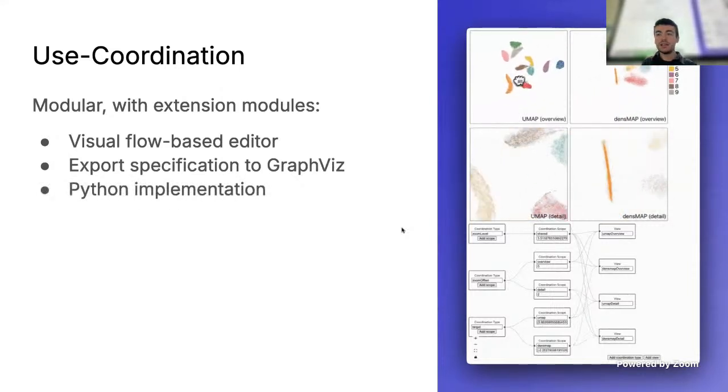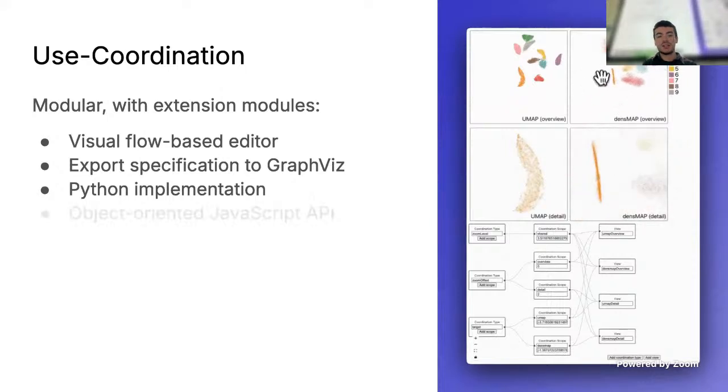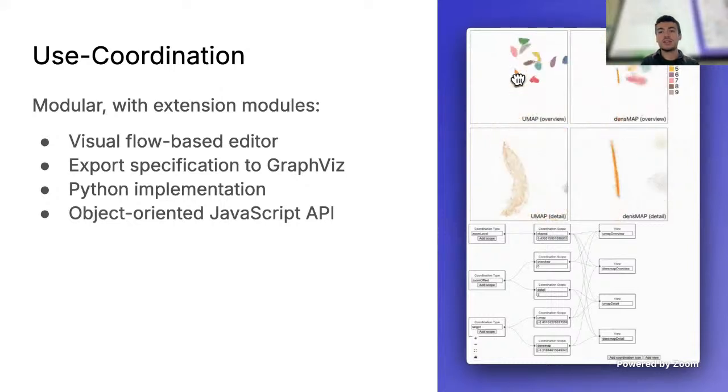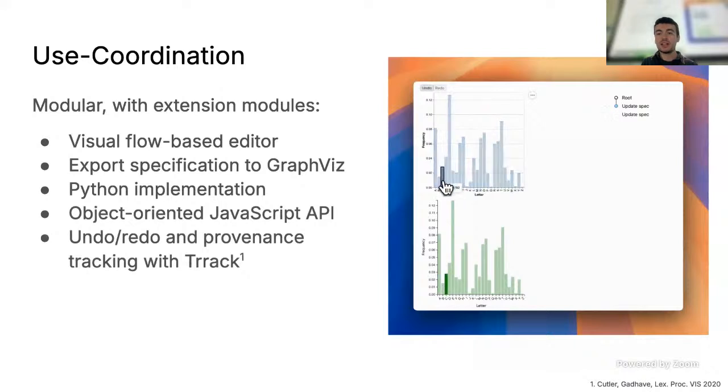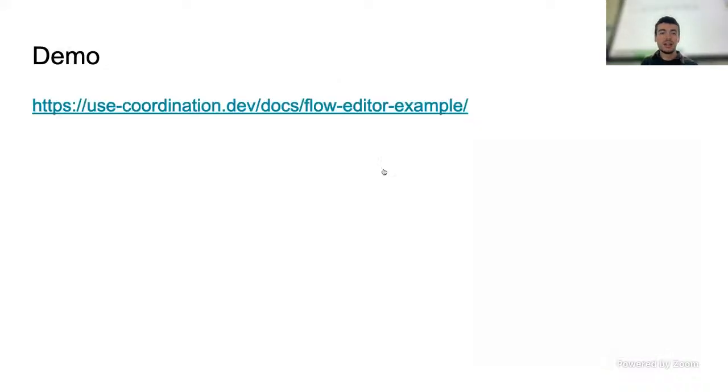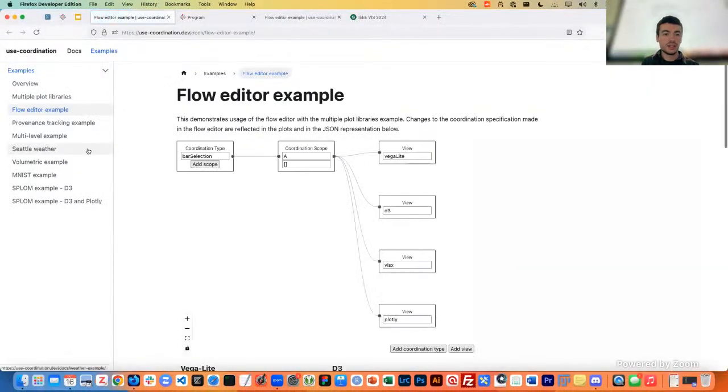We have a Python implementation, so it's not only JavaScript, it's more general, but we provide an object-oriented API to more easily manipulate the grammar. And you can also use the declarative nature to implement things like provenance tracking, undo, redo based on this grammar. And as we show, we implement this in a React hook function called use coordination in this library that we provide. And I'll just demonstrate this quickly.